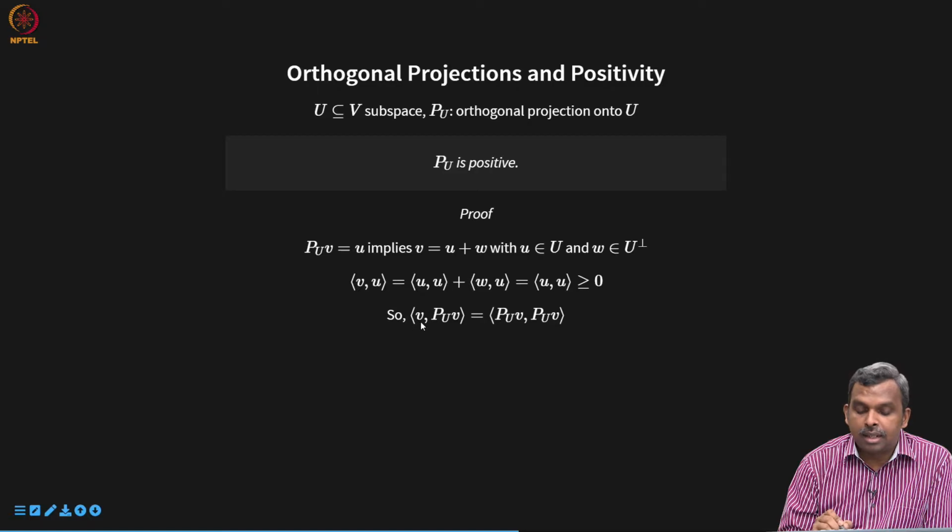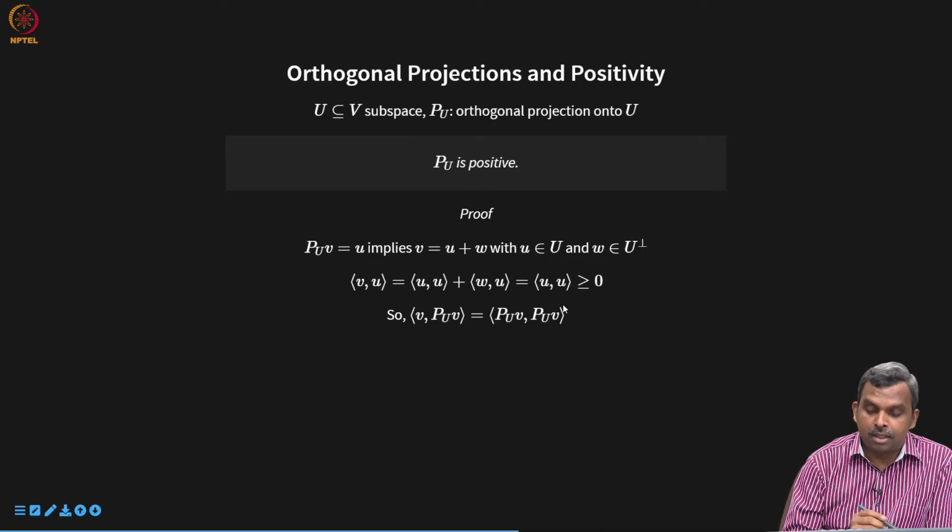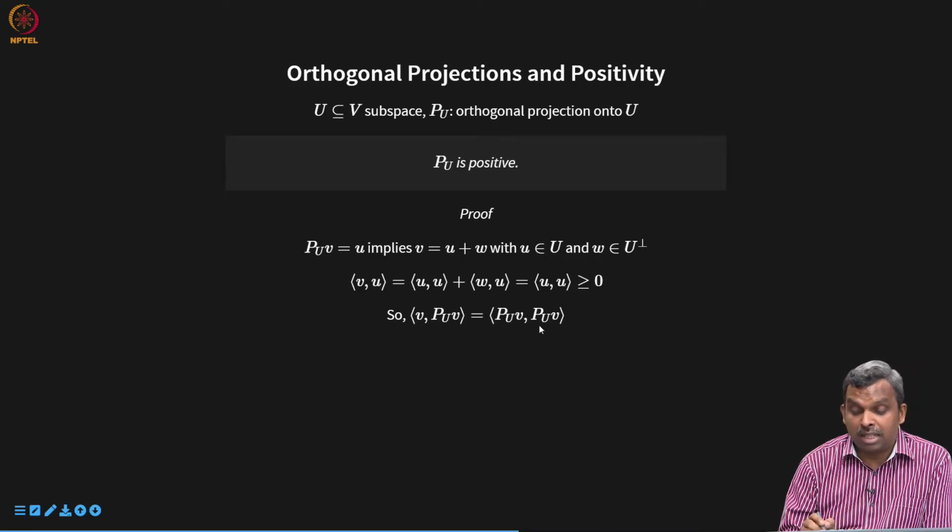So this little quadratic form inner product <v, P_U v> is actually the same as <P_U v, P_U v>. So it's non-negative, all right? So this is non-negative, I've shown that. Okay, so this has got to be greater than or equal to 0. So you have this interesting little result. Okay, so that seems fine.